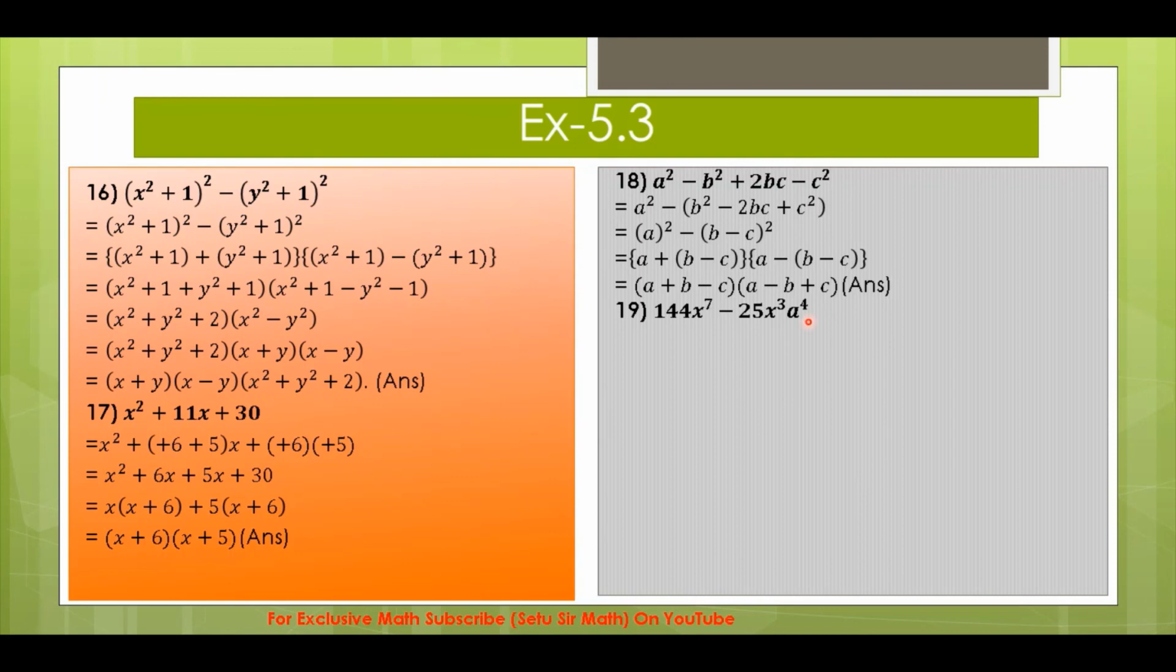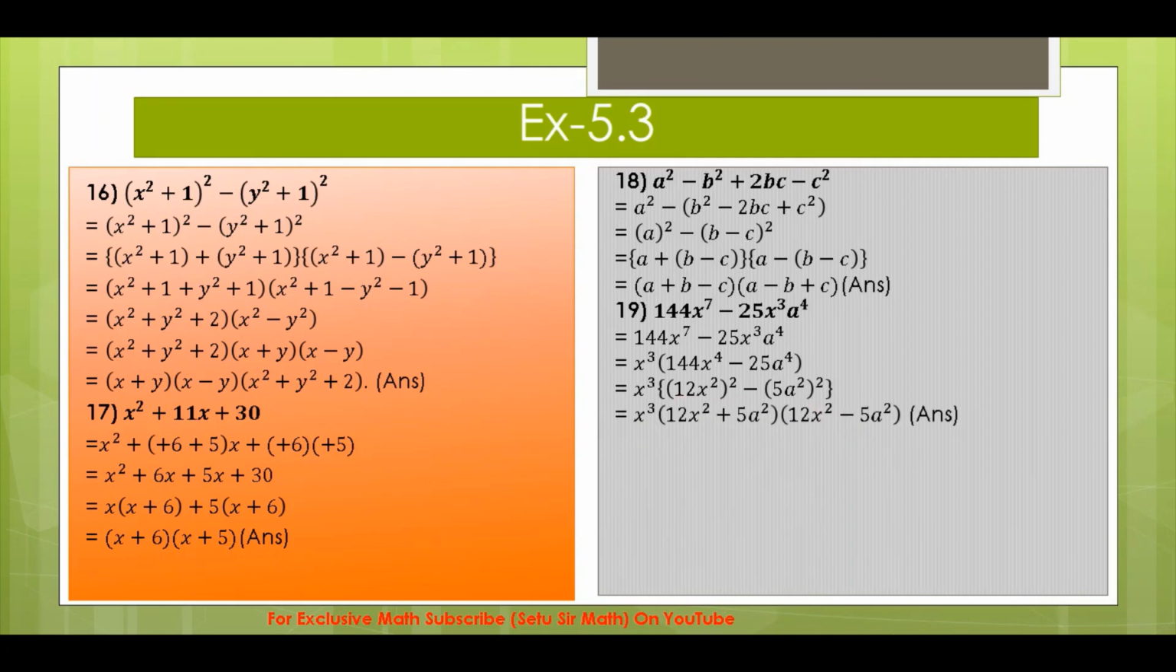So number 19, the same thing. We have to take common at first. In here we can take common x cube, and we get 144x to the power 4 minus 25a to the power 4, and we have to make the formula a square minus b square like this: 12x square whole square minus 5a square whole square, and that is the formula.